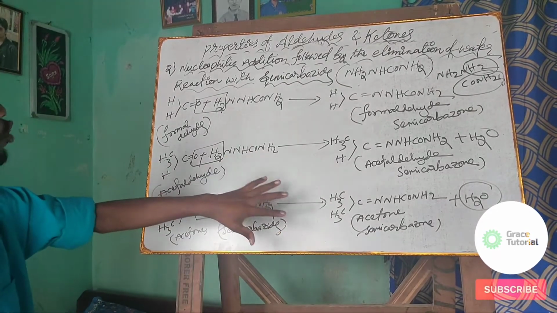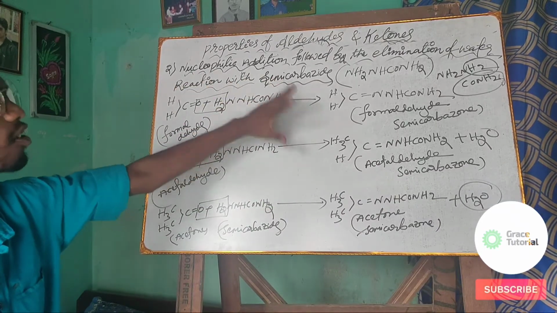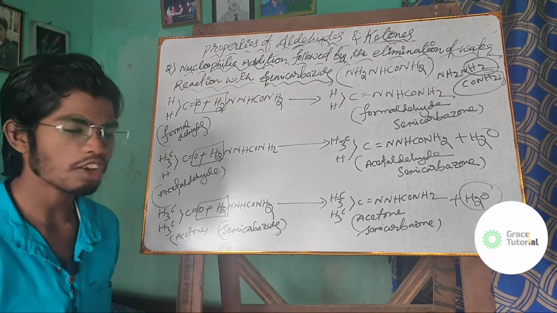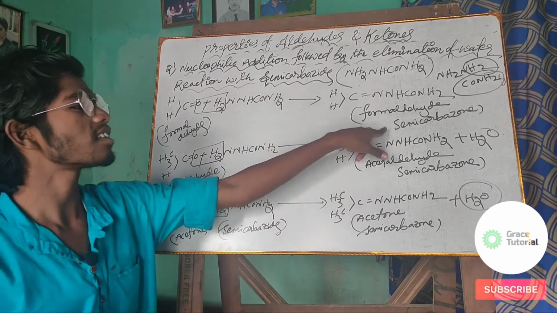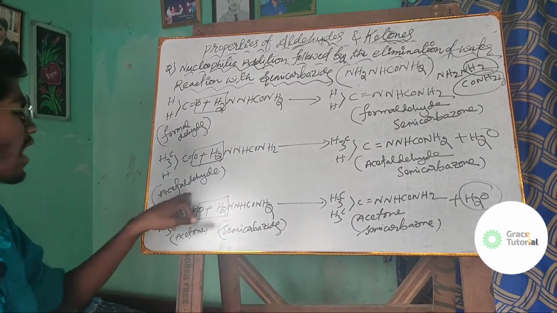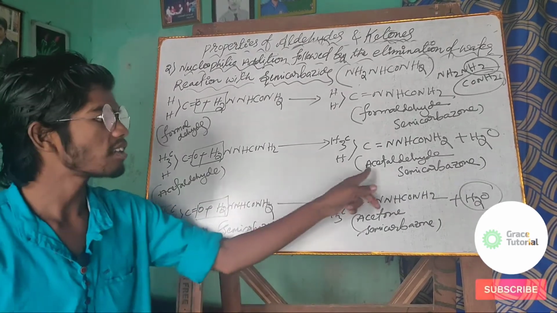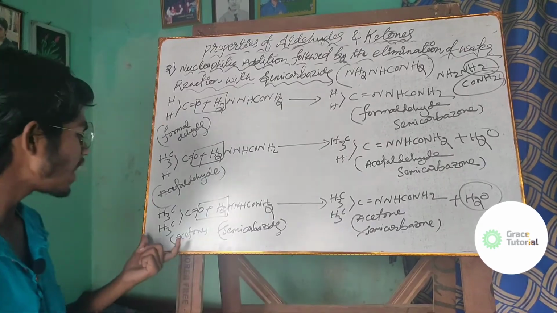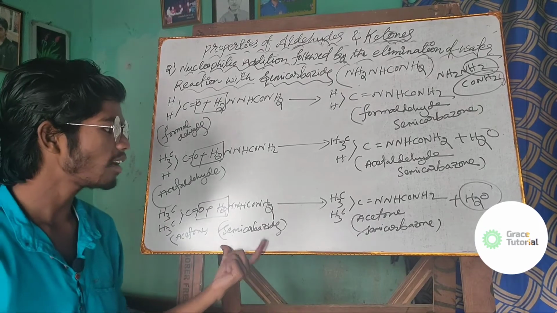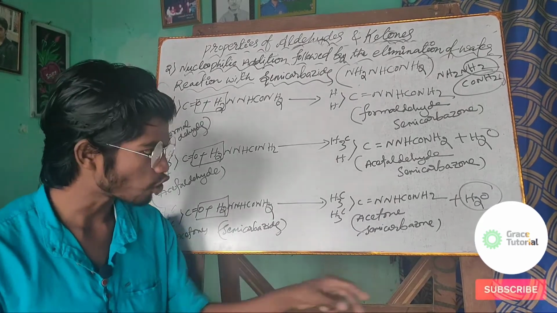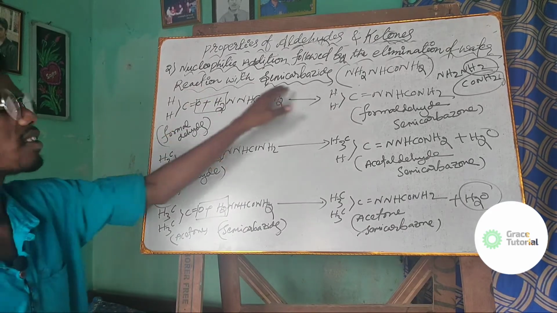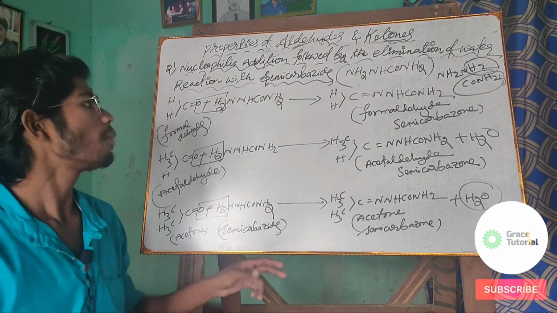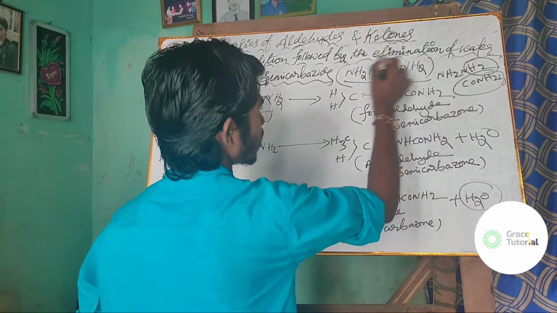Similarly, it's very easy to understand that the reactions with semicarbazide are all followed by the elimination of the water molecule. Formaldehyde reacts with semicarbazide to form formaldehyde semicarbazone. Similarly, acetaldehyde reacts with semicarbazide to form acetaldehyde semicarbazone. Similarly, acetone reacts with semicarbazide to form acetone semicarbazone. So these are the three different examples of the reaction with semicarbazide. This is all about the reaction with semicarbazide.